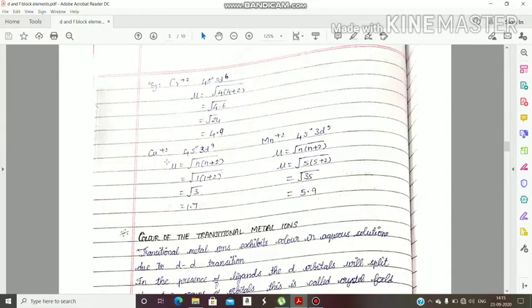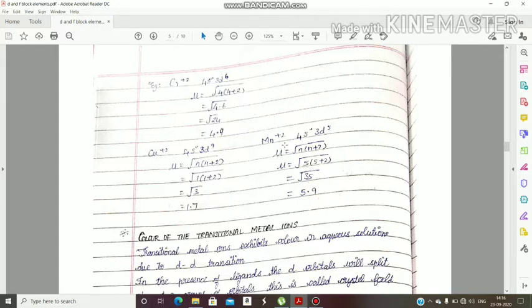One more example, Cu plus 2. Its outer electronic configuration is what? 4s0 3d9. This 3d9 configuration has only 1 unpaired electron. What is the formula? Mu equals root of n into n plus 2. So root of 1 into 1 plus 2, finally root 3, almost 1.732. One more example, 4s0 3d5. 3d5 has 5 unpaired electrons. So 5 into 5 plus 2, that is 35, almost 5.9.